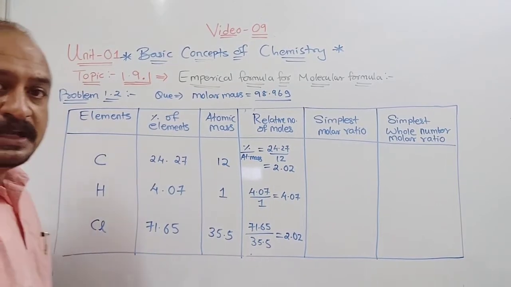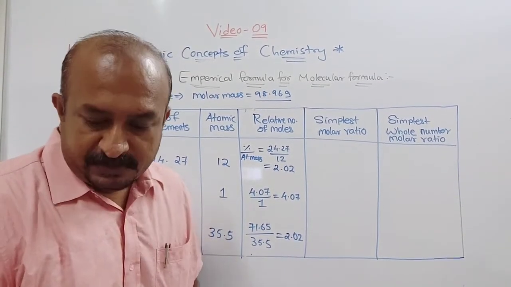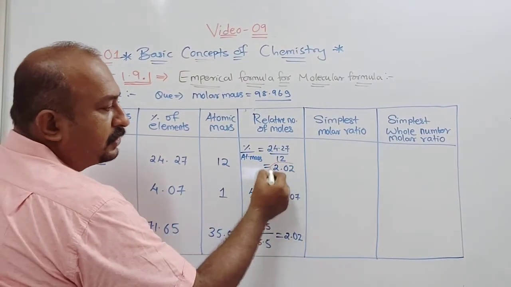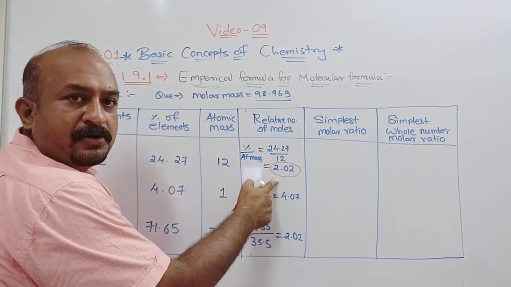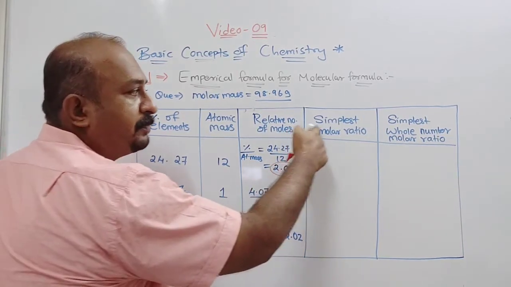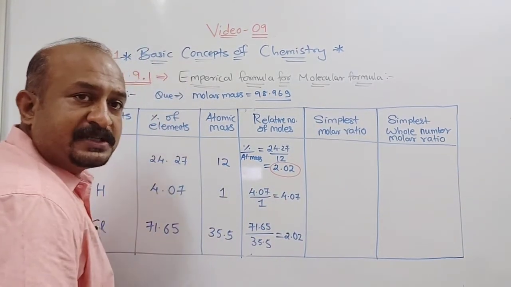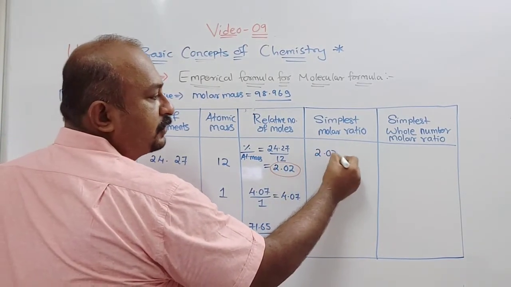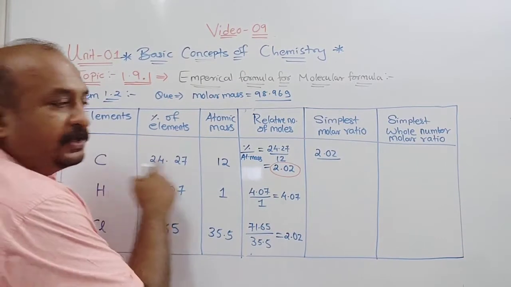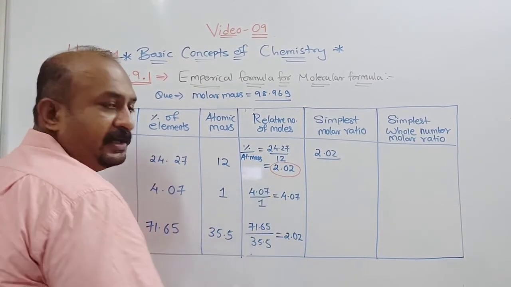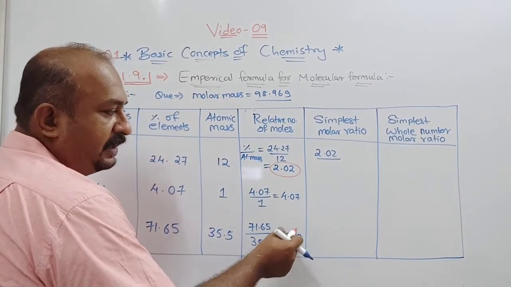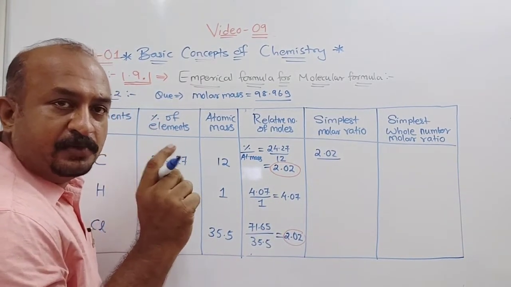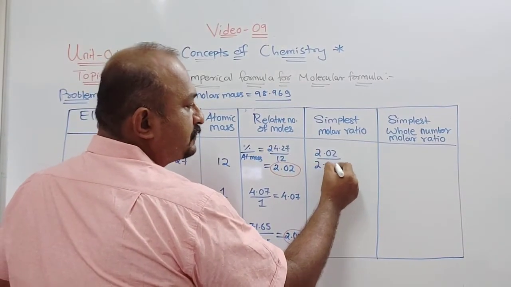So now there is an important part to remember in this. What is that? Which one is the least number of moles we got? That is 2.02, the least number of moles. So now the next topic is simplest molar ratio. In that, whatever ratio you got, 2.02 for the first, that is for carbon, you divide it by the least one. Here also it is the same. You can take the least one, the smallest value. So I will divide this with 2.02.